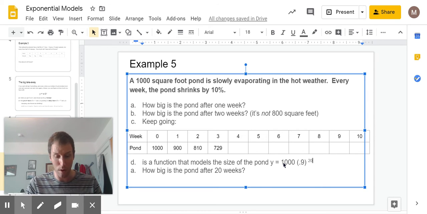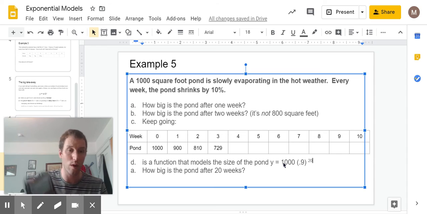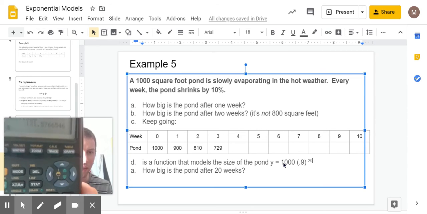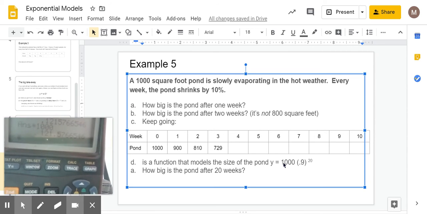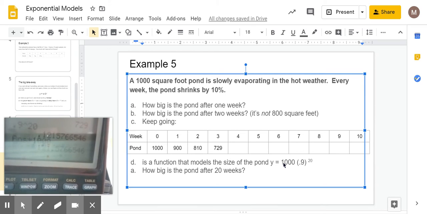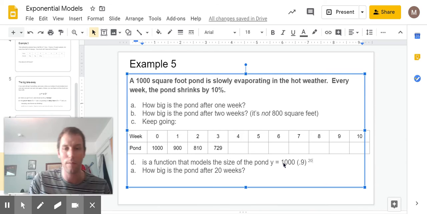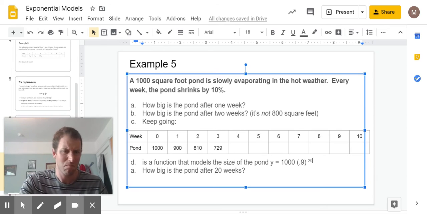And I got that the pond is, well, still 121 square feet. So it's a puddle at this point, but it's still there. Let's do that where you can actually see my calculations. 0.9 to the 20th times 1,000. It's still a 100 square foot puddle at that point. Moving on.